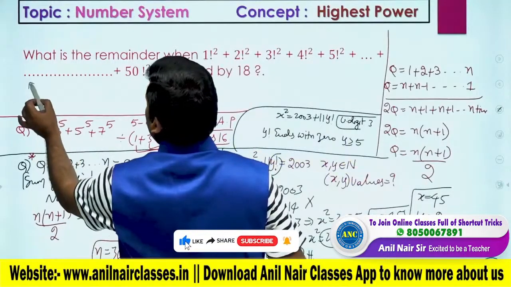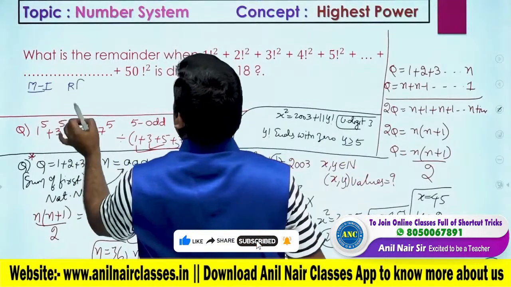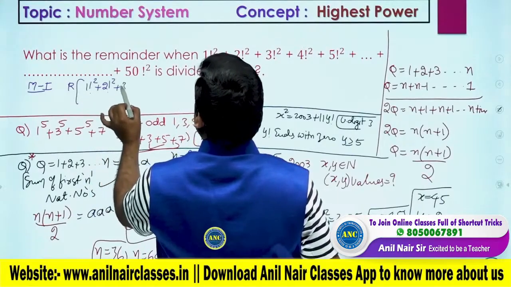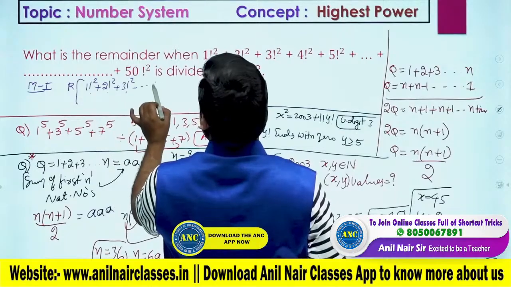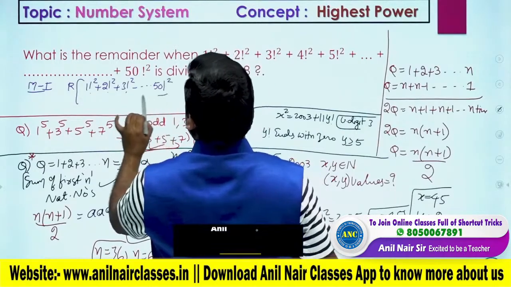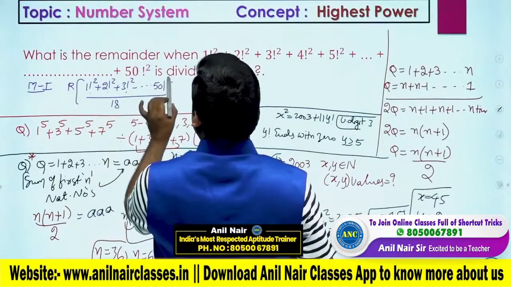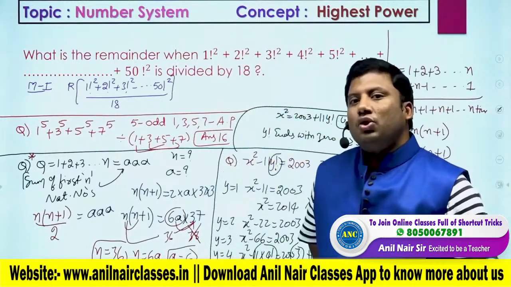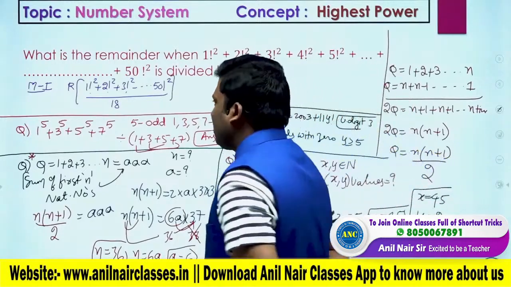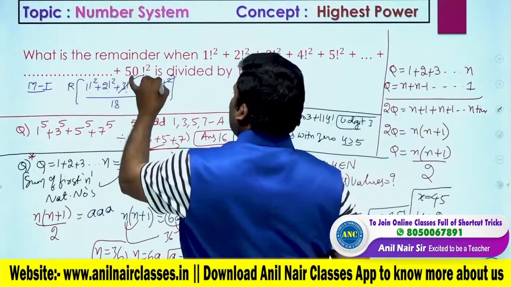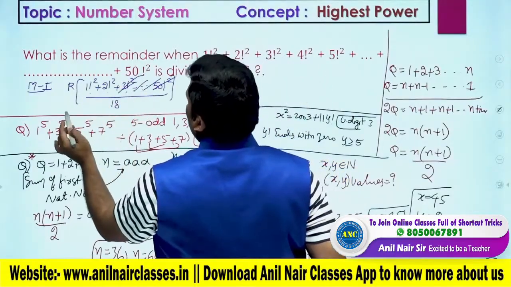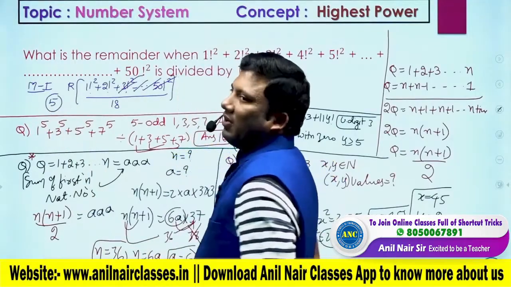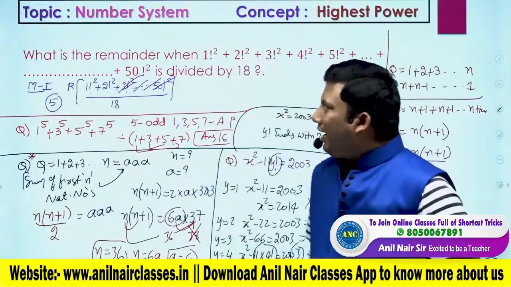Method 1. The question is 1 factorial square, 2 factorial square, 3 factorial square, and so on up to 50 factorial square, divided by 18. 3 factorial is 3 into 2 into 1, which is 6. 6 square is 36, so all are divisible. 2 factorial is 2, 2 square is 4, 4 plus 1 is 5. The answer will be 5.